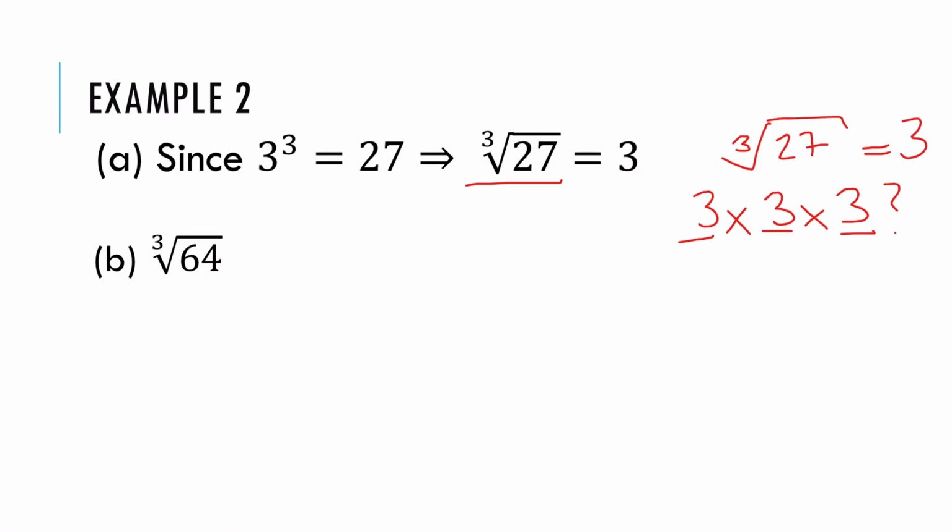What is the cubed root of 64? So what number multiplied by itself, then by itself again, gives us 64? We've just figured out that 3 cubed is 27, so it must be bigger than 3. So let's try 4 times 4 times 4. 4 times 4 is 16, times 4 is 64. So yes, 4 cubed does equal 64. So that means that the cubed root of 64 is equal to 4.